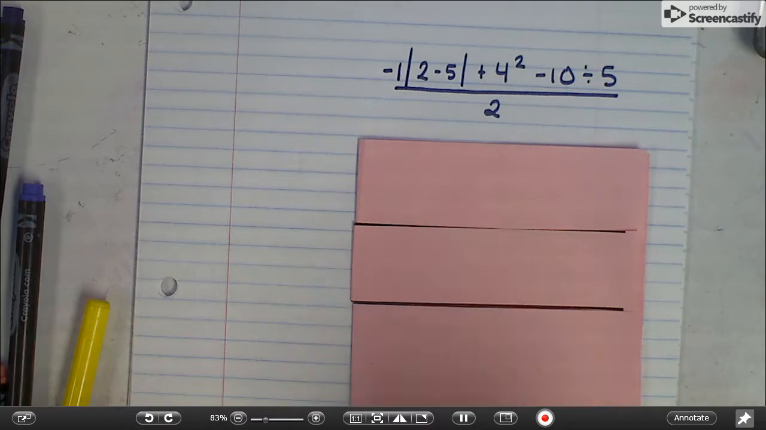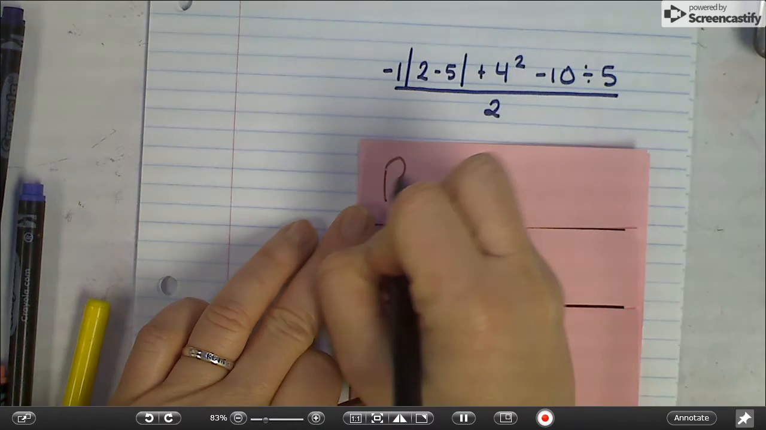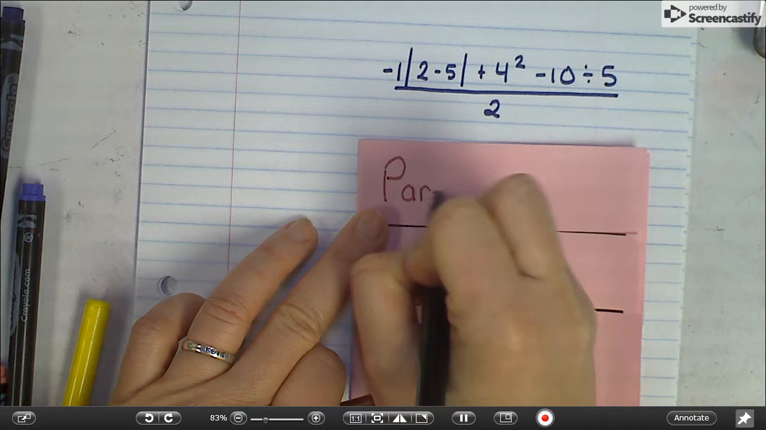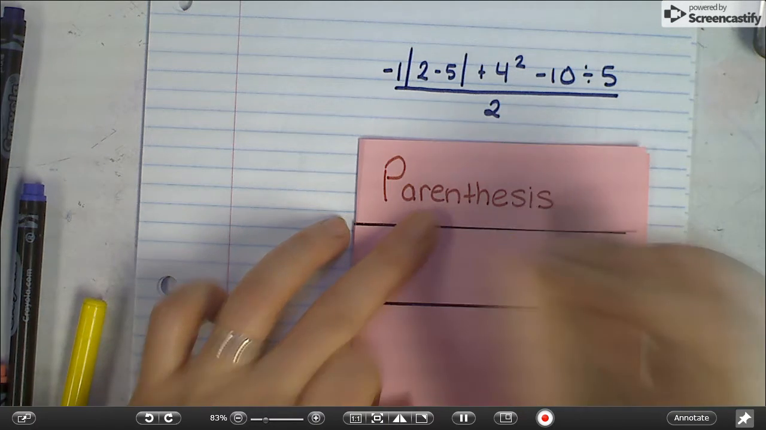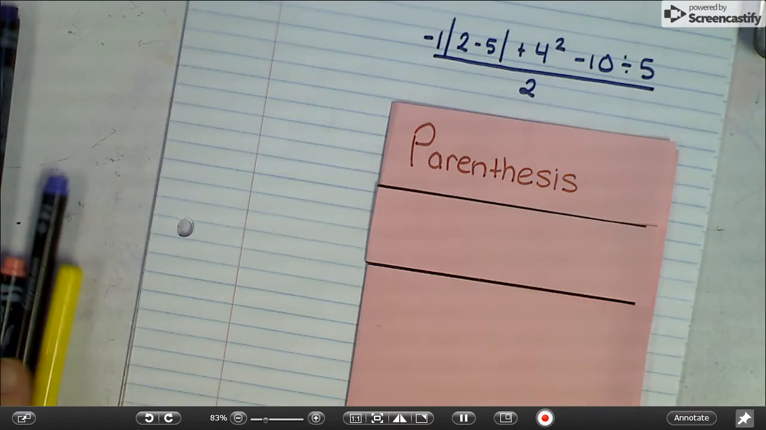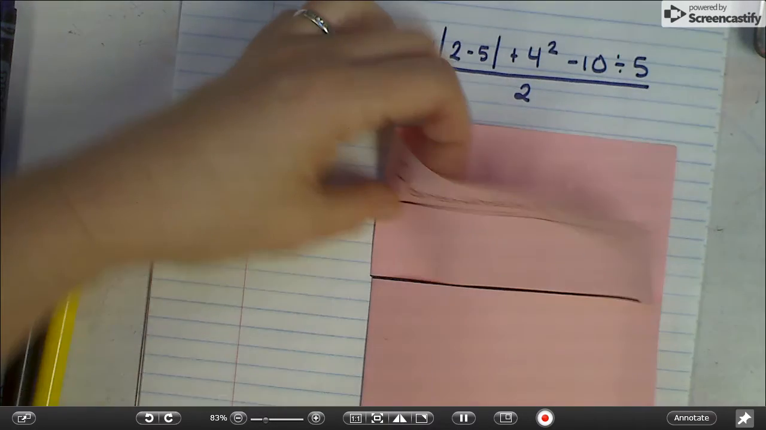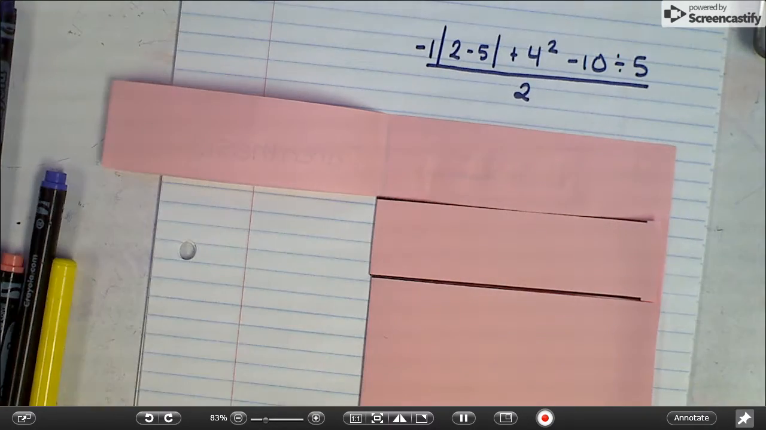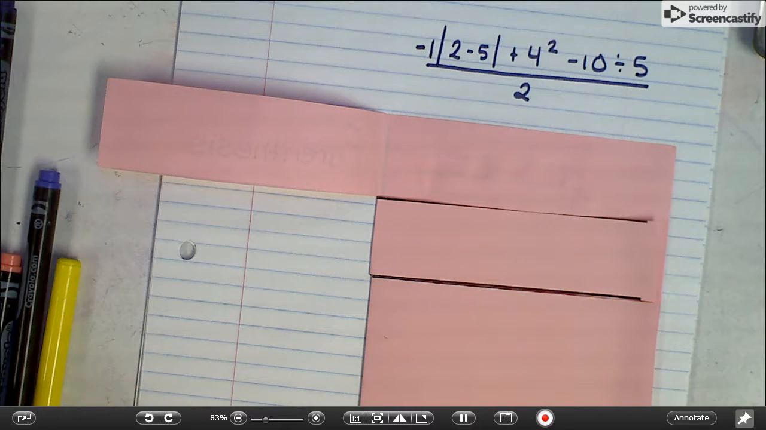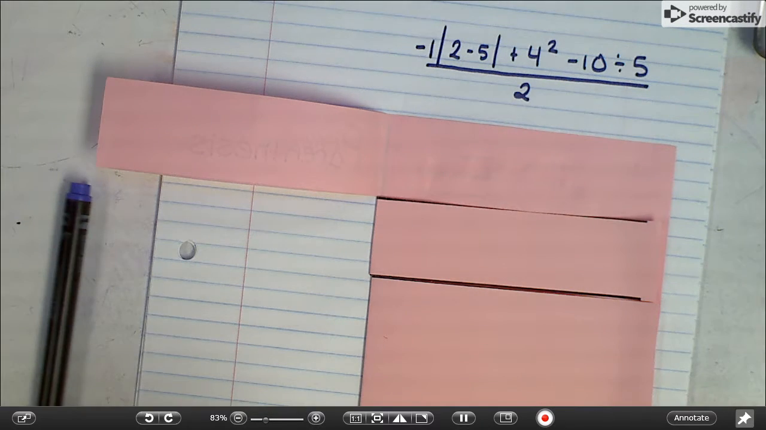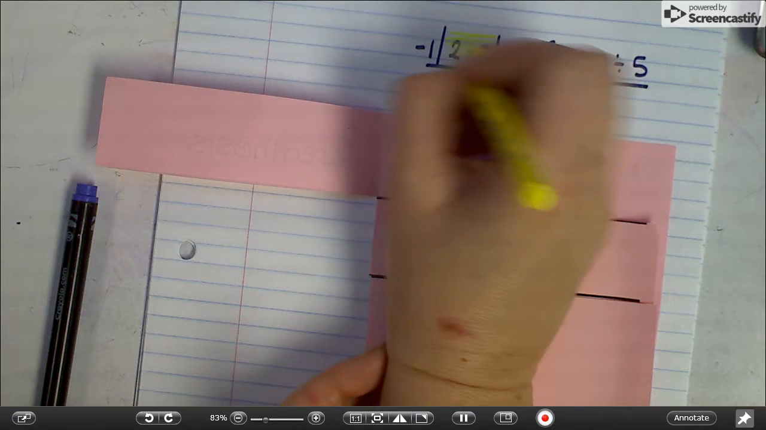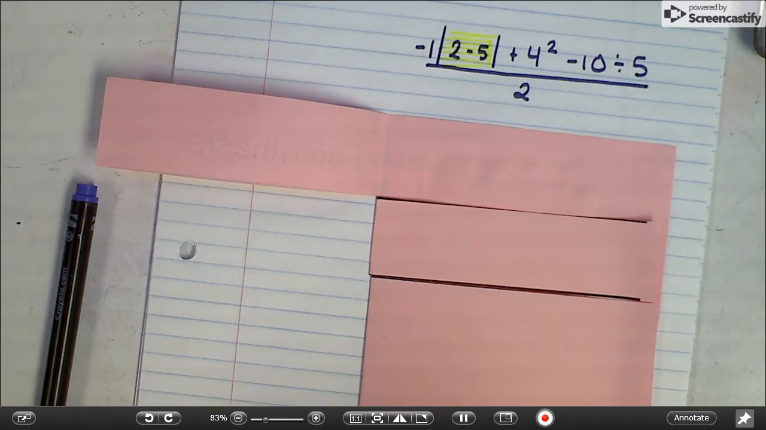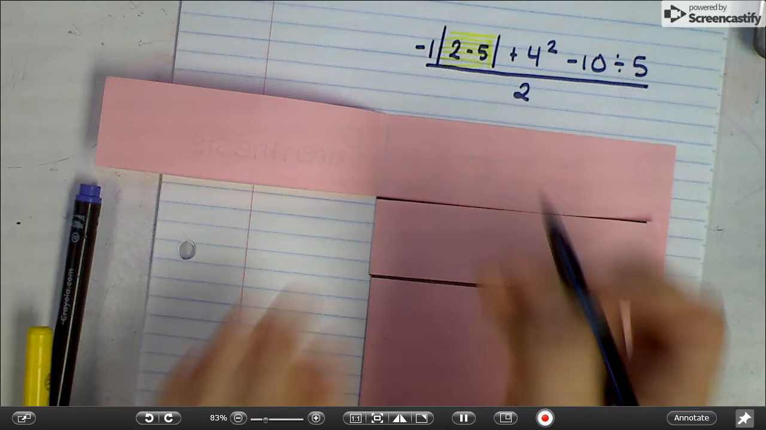So, order of operations. The first thing is the P, which stands for parentheses, or all grouping symbols. All right, so I'm going to open this up so we can do that step. The first thing that we have in our problem, we don't actually have parentheses, but we have absolute value, which is a grouping symbol. So we're going to do that first.